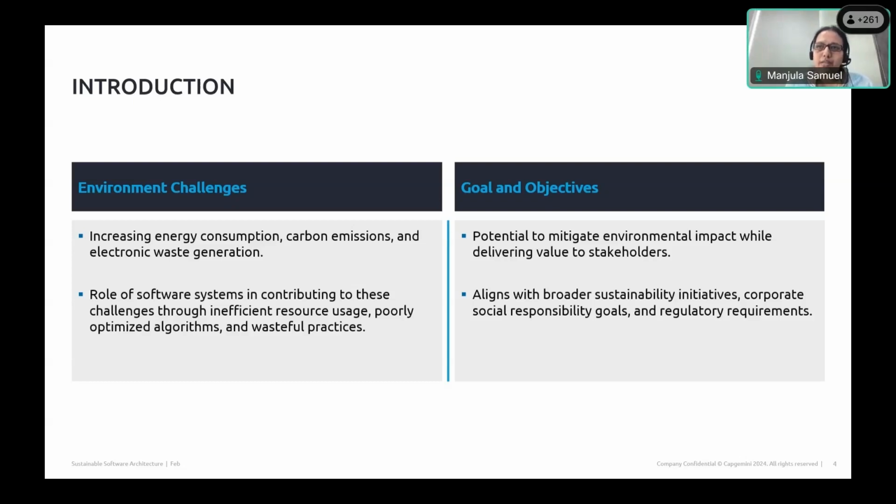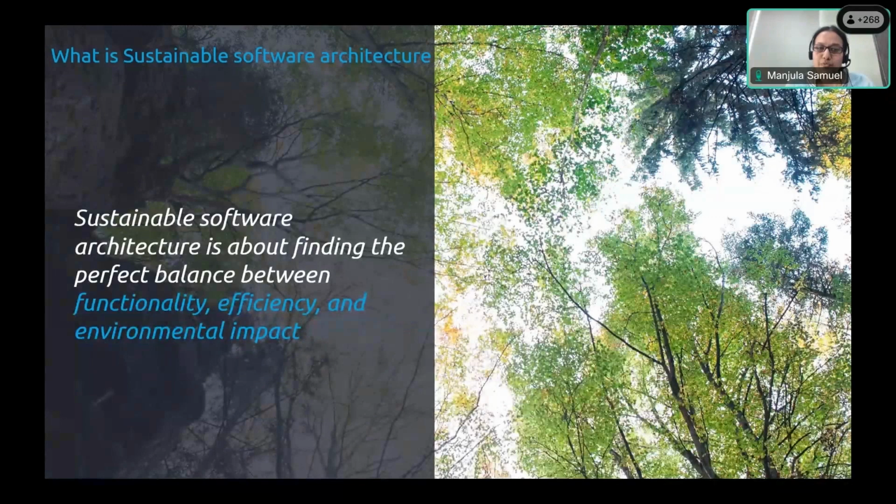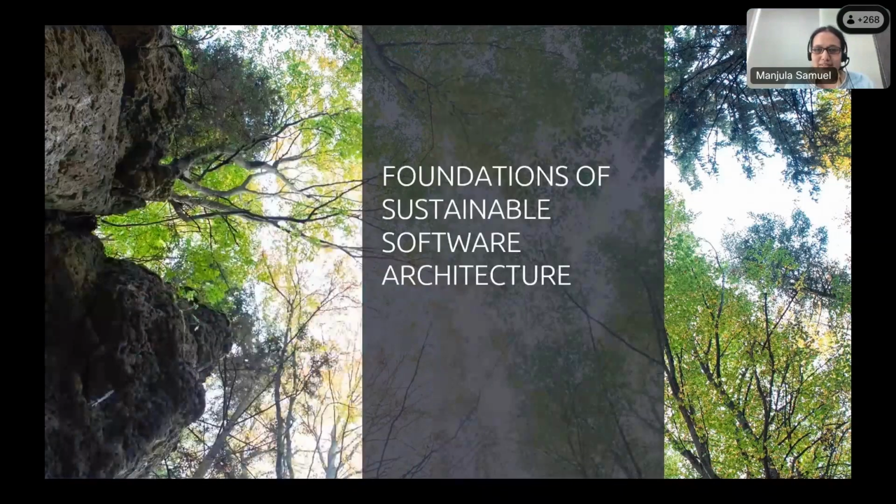So I want to discuss what the foundation or the key principles of sustainable software architecture include. Moving on to the next slide. Yeah, just before that, a much simpler definition of sustainable software architecture is about finding the perfect balance between functionality, efficiency, and environmental impact. The next slide, please. Yeah, the next one.